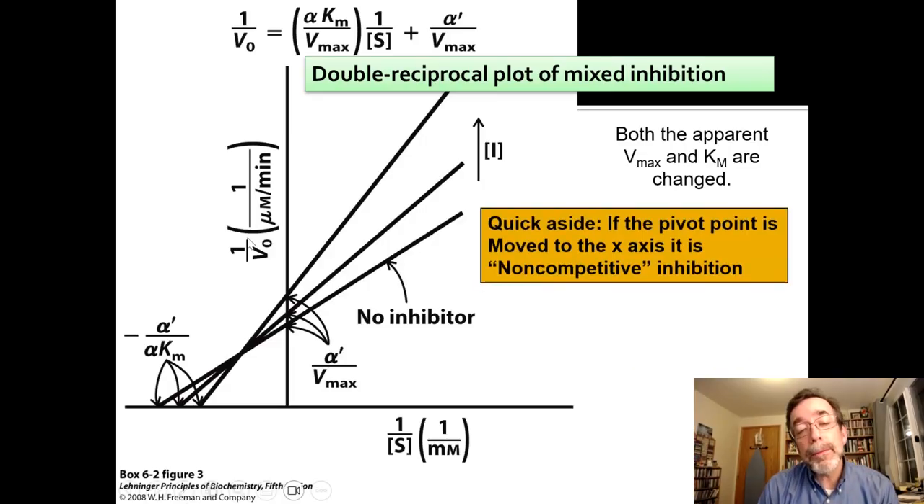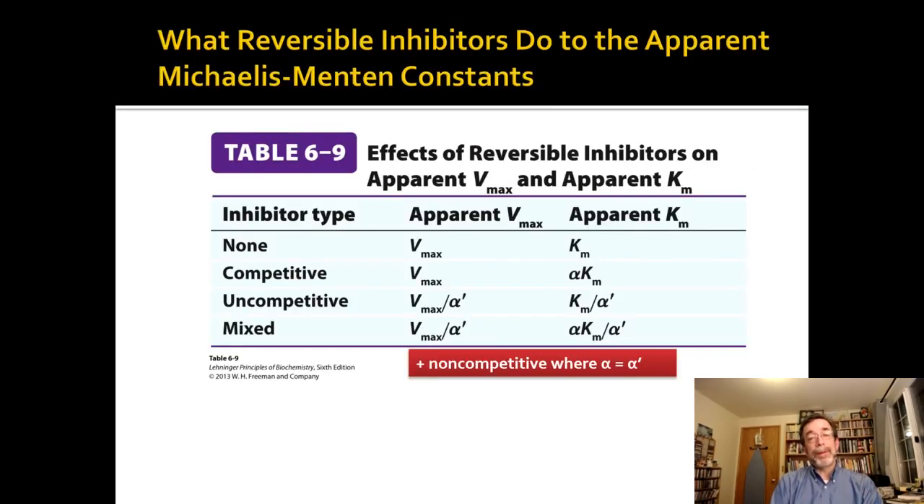So there's one other case. We had a case of no pivot point. We had a case of pivot points on the y-axis. We had a case of pivot points between the y and x-axis. And there's a fourth case where the pivot point is on the x-axis, and therefore the 1 over Km is not changing. That's a fourth kind called non-competitive inhibition. And that actually happens, but we're just basically saying this can show up, and it's just the logical fourth possibility if you have the pivot point on the x-axis.